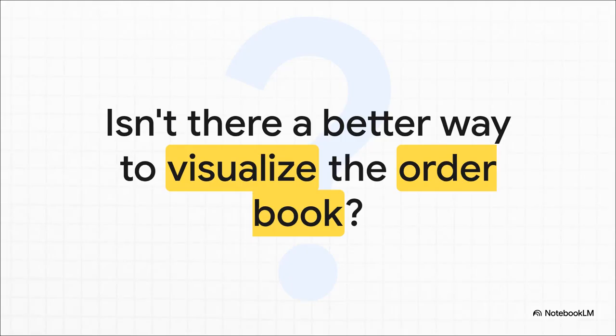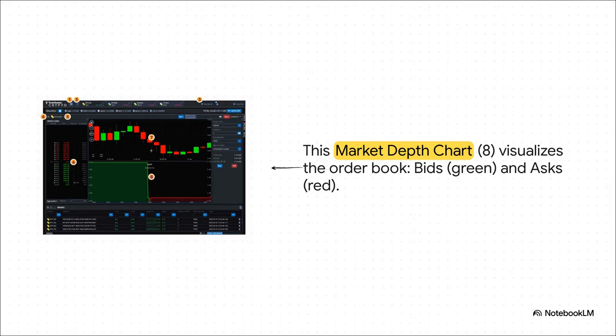Ouch. All right, so staring at lists of numbers, I mean, it works, but let's be honest, our brains love pictures. So the big question is, how do we take all this raw data from the order book, all that supply and demand, and turn it into something we can understand in a split second? Well, here's your answer. This is a market depth chart. This is what turns that boring list of numbers into a vivid picture.